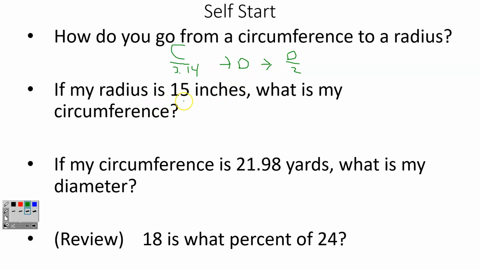So if my radius is 15 inches, what's my circumference? So this time I'm going forward. So we're going to do 2 times our radius times pi, which is 3.14. So I'm going to type this into my calculator: 2 times 15 times 3.14, and I get an answer of 94.2.